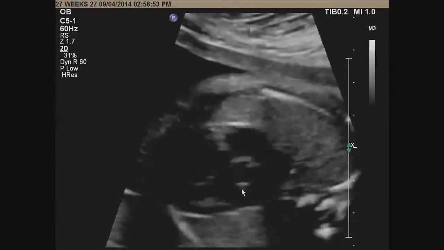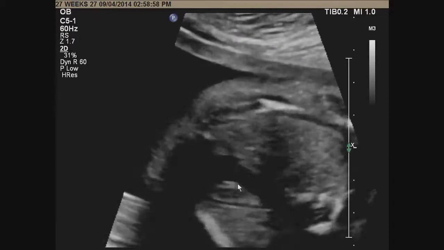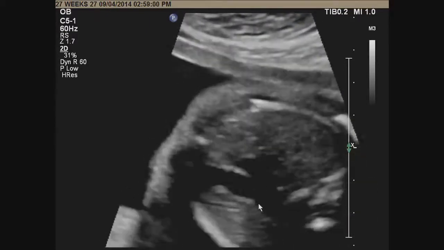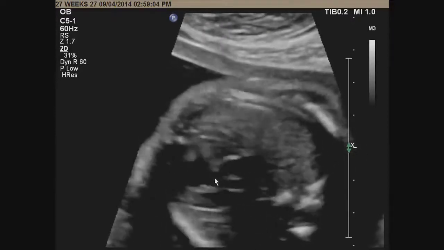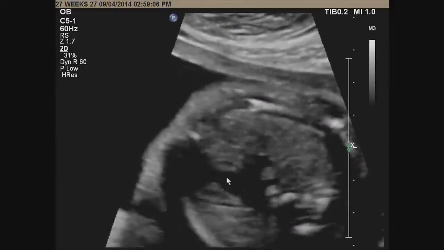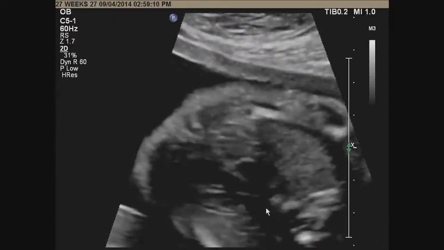So from the LVOT, I'm going to angle up to look at the right ventricular outflow tract, and let me angle a little bit to show you the valve. Here you go. So here's the right ventricle, pulmonary artery right here. Here's the ascending pulmonary artery, and then it's going into the ductal arch at this level.